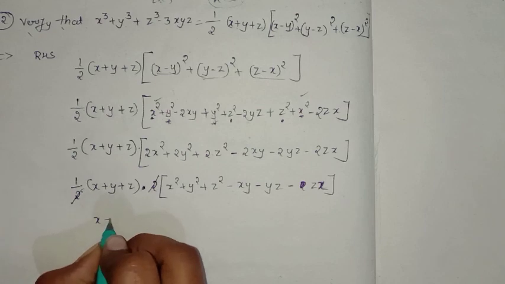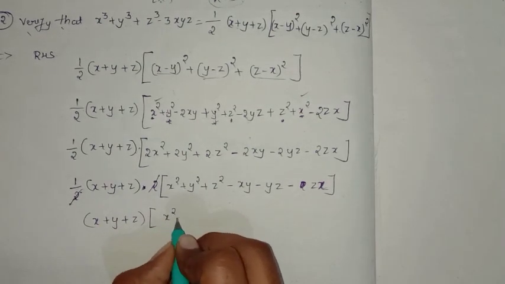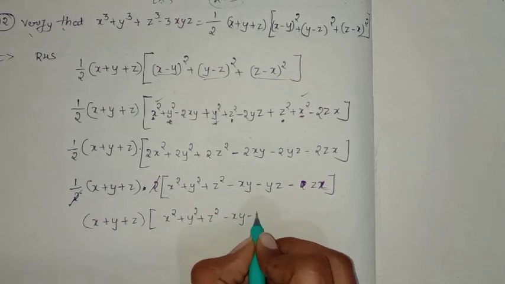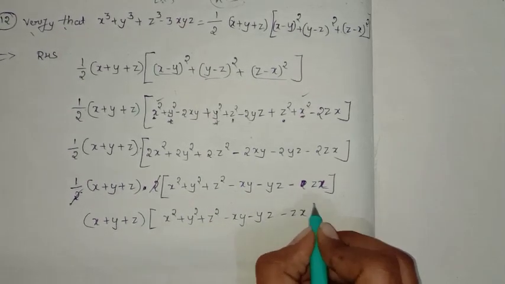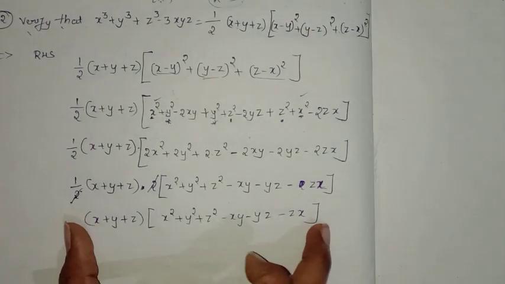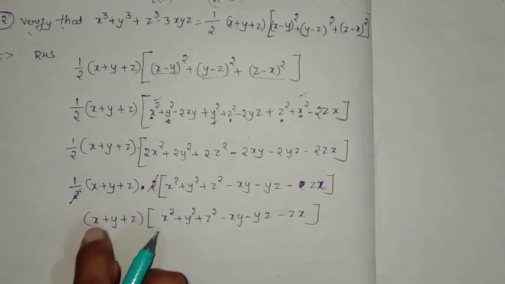Now the remaining is x plus y plus z, and in the bracket x square plus y square plus z square minus xy minus yz minus zx. So is it the formula of any other? It is the expanded form of the formula. I have told you before that it is one term.